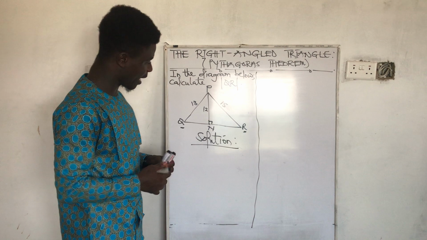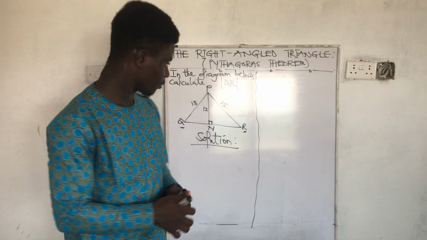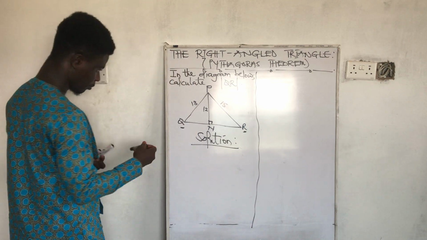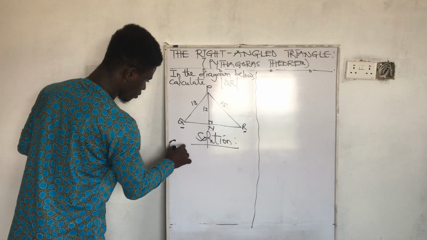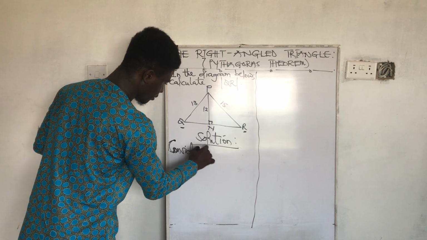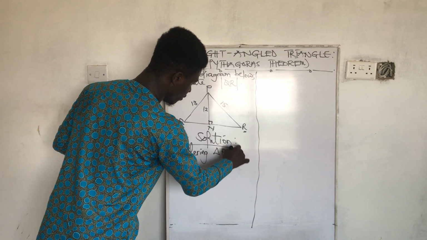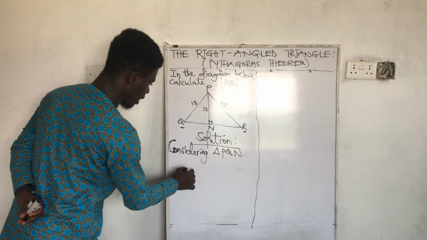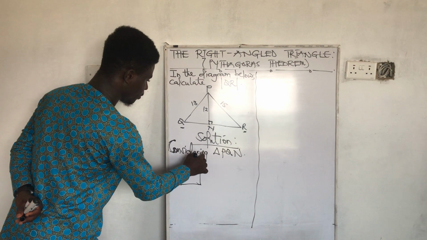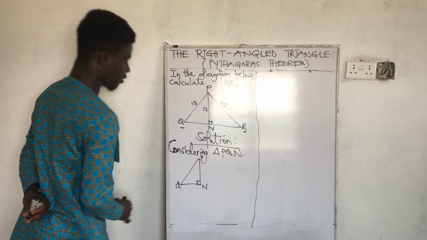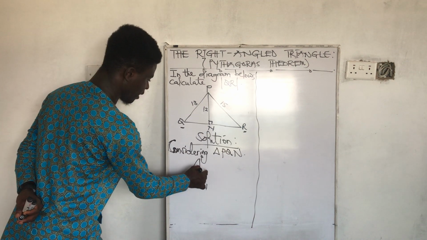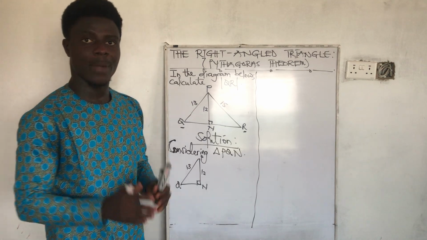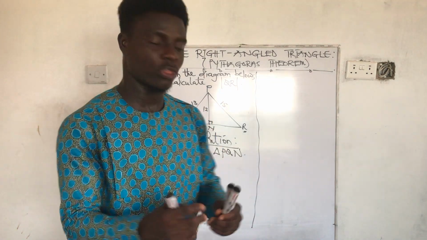How will we find the distance of QN? Let's consider triangle PQN. So I have this triangle here, PQN. I have my angle here to be 90, then here is 12, then 13. So how will I find QN? By using the Pythagoras theorem.